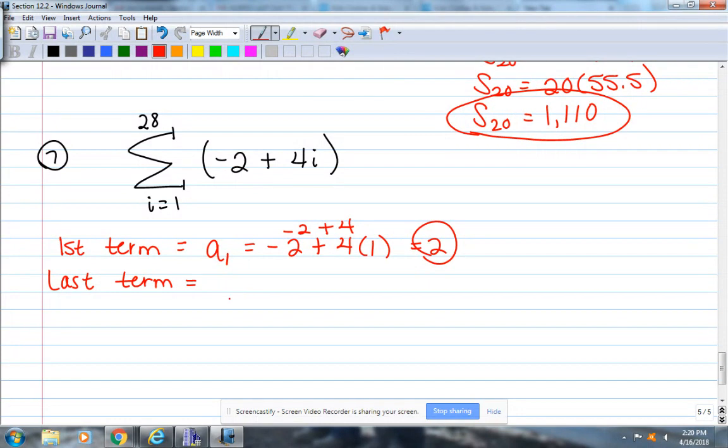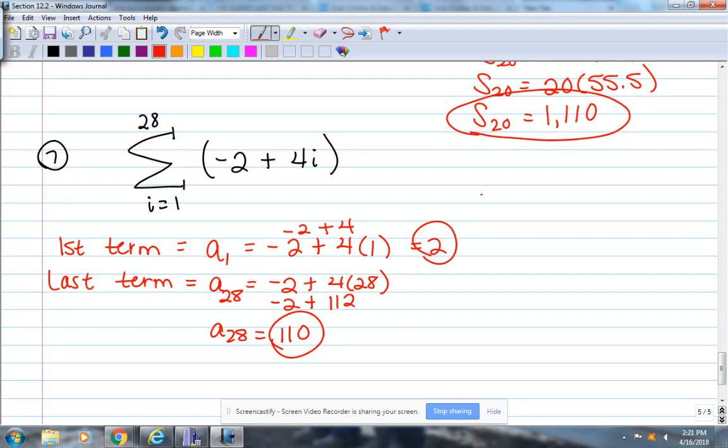And my last term is what? What's n equal? What's on the very top of my sigma? 28. So the 28th term is going to be negative 2 plus 4 times 28. And what's 4 times 28? 112. So negative 2 plus 112 is what? 110. So there's my last term.